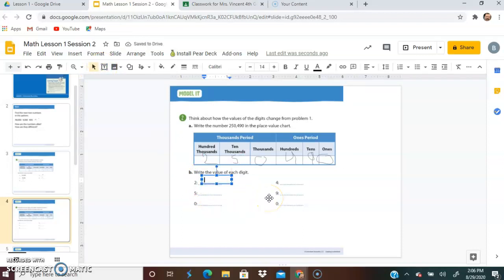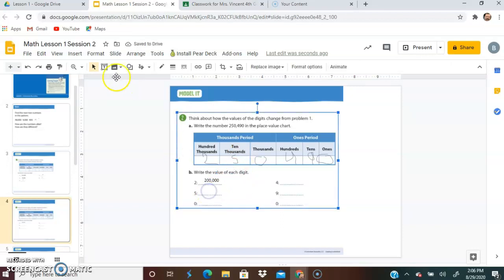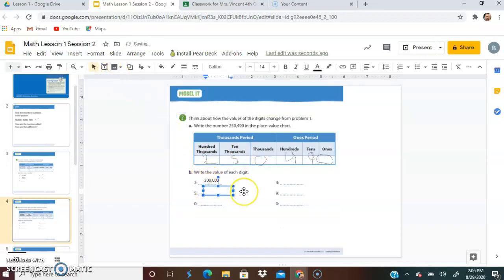So I'm going to think 200,000. The 5 is in the 10,000s. So I'm going to think 50 to put it in the 10,000s place, and then put those 3 zeros after to get the place value for the ones periods. 50,000. The 0 has no value, so we're just going to put in 0.